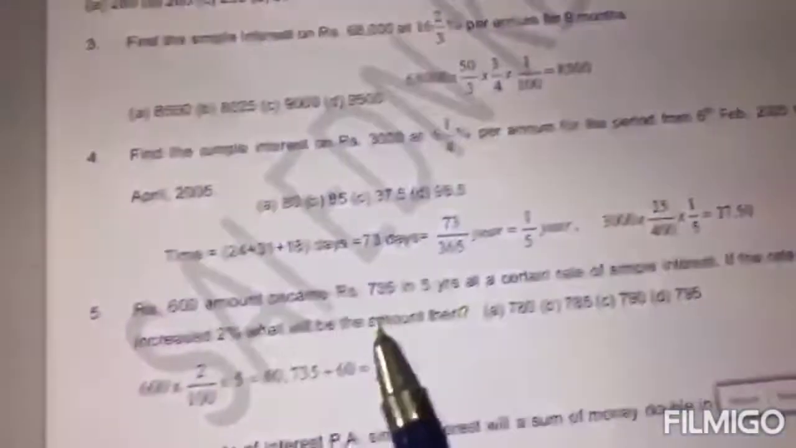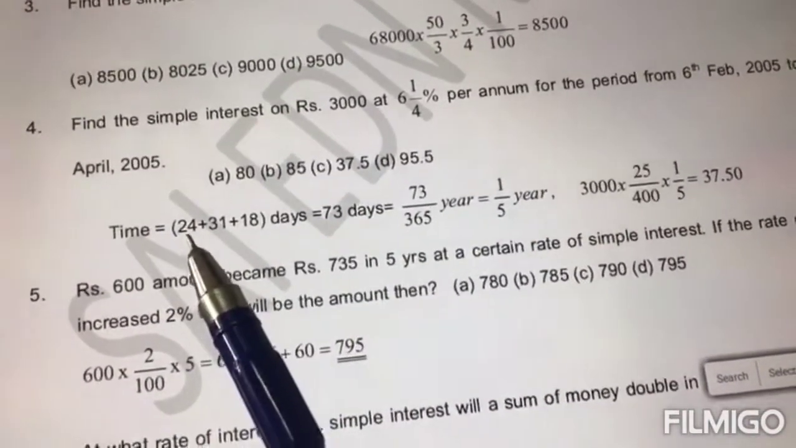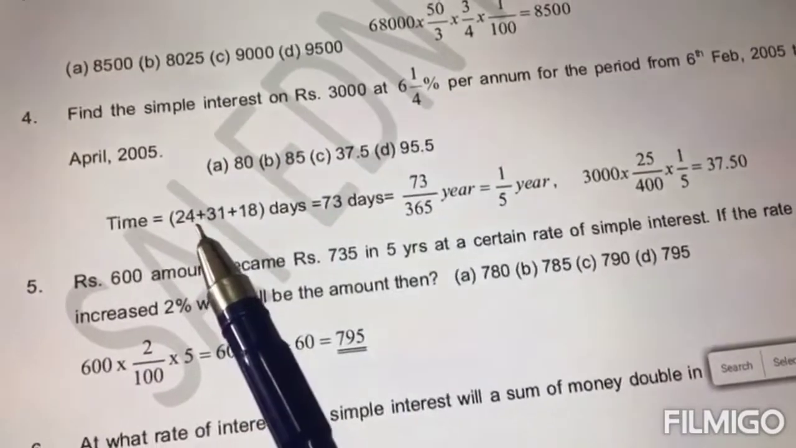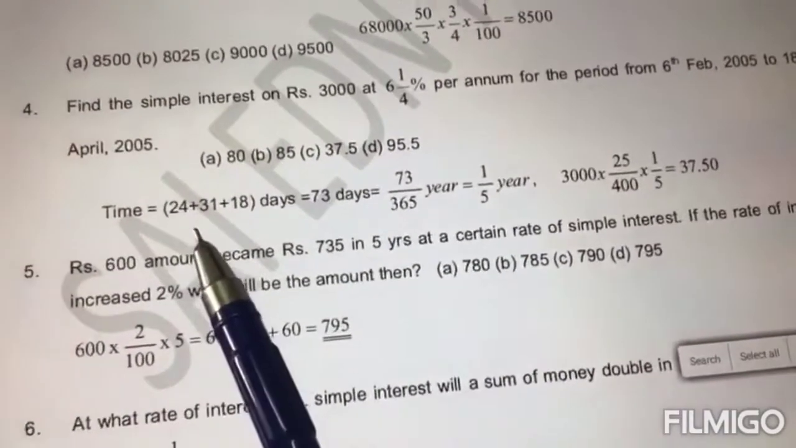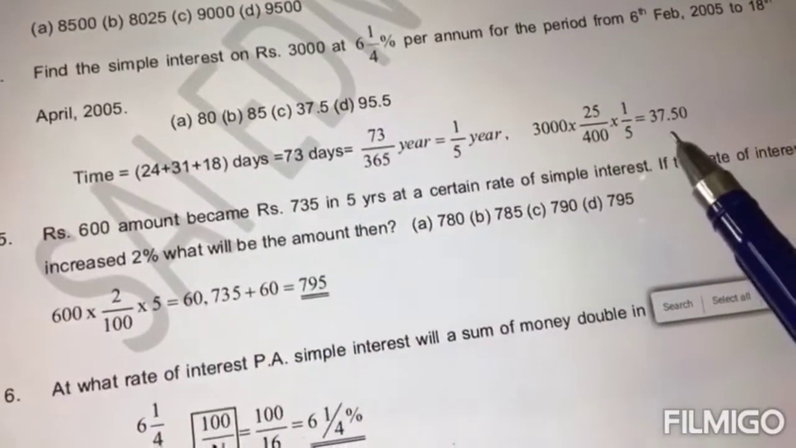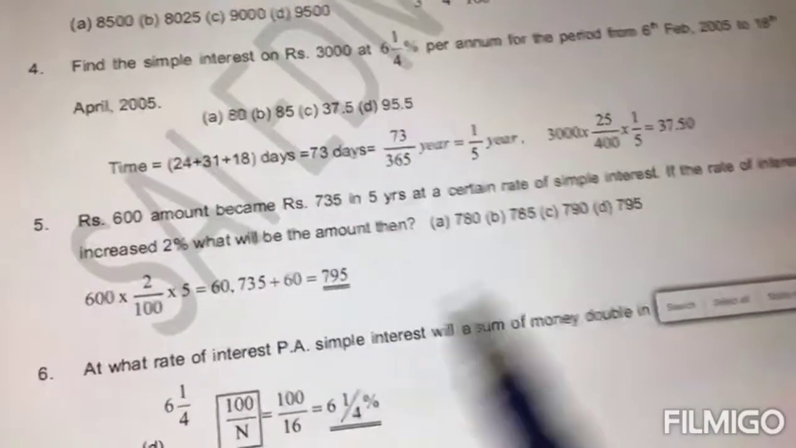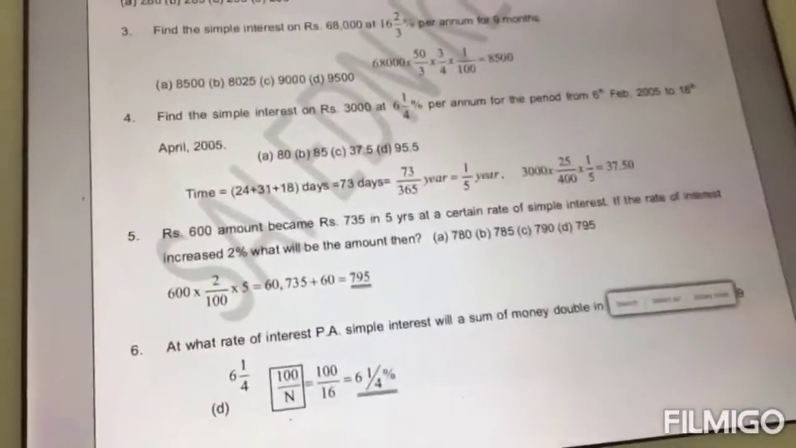But in your notes, they have got 73 days. I'm not sure why they have taken 24 days in February. It should be 23 as we calculated. So you can do it as I have done, and they've got a different answer, 37.5. Maybe it is a mistake, but anyway, the method of doing is the same.